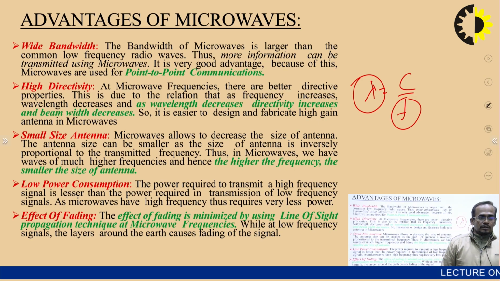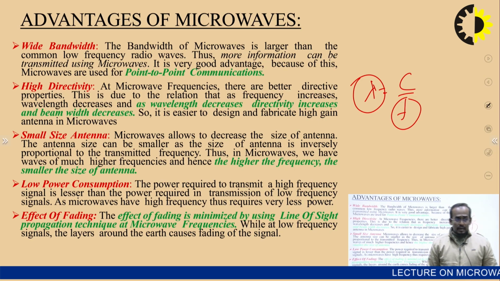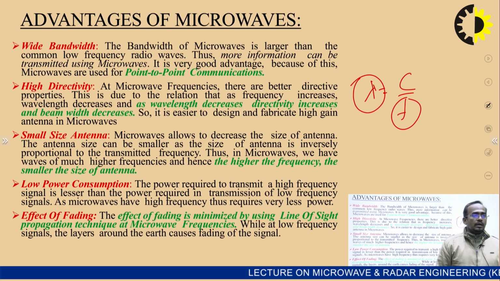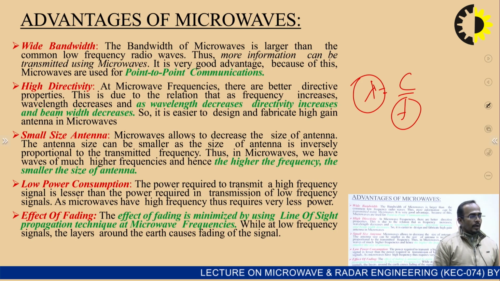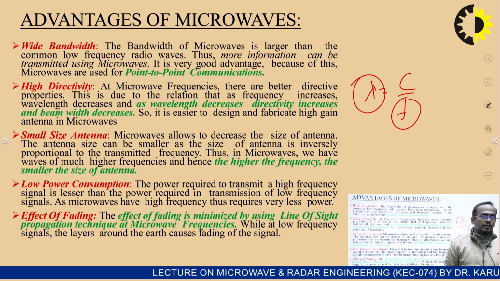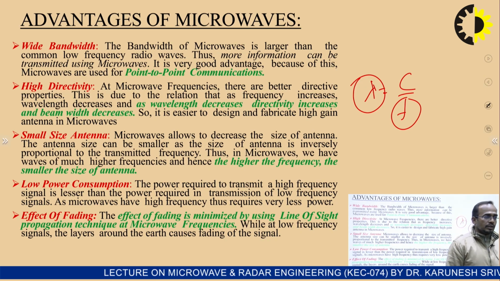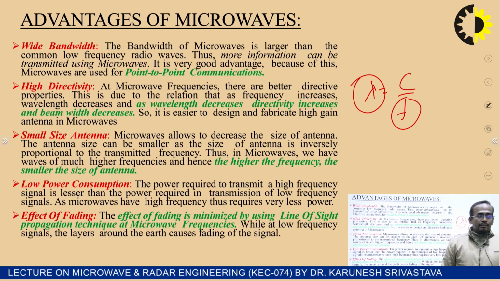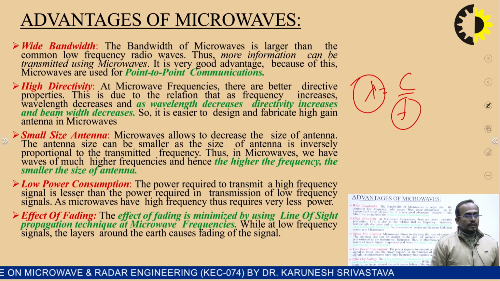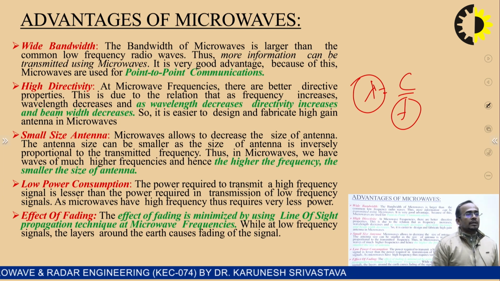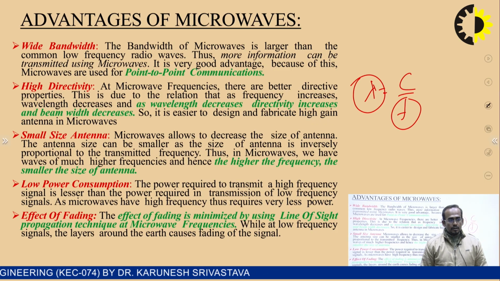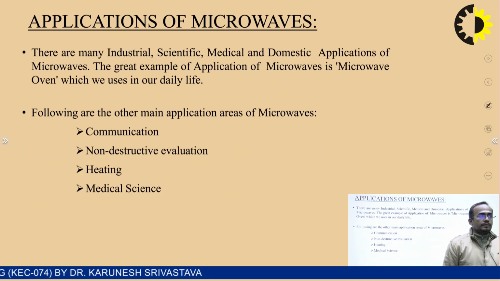Low power consumption means the power required for transmitting a high frequency signal is less than the power required in transmission of low frequency signals. Microwaves have high frequency, so this requires very little power. The effect of fading can be reduced by using high frequency signals. It can be minimized by using line of sight propagation techniques at the microwave frequencies.